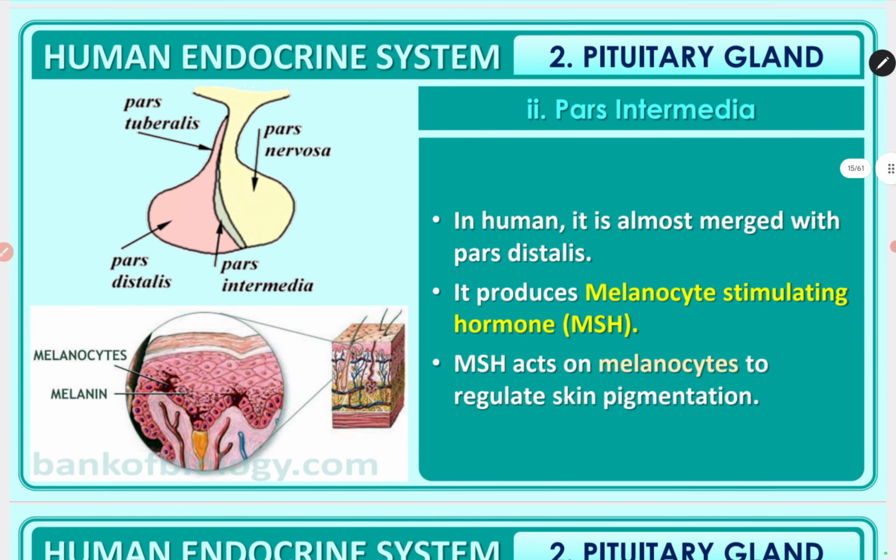Next is pars intermedia. In humans, it is almost merged with the pars distalis. It produces melanocyte stimulating hormone, MSH, and melanocyte stimulating hormone acts on melanocytes to regulate the skin pigmentation, the coloration of the skin, dark in color and white in color, that are controlled by this hormone.